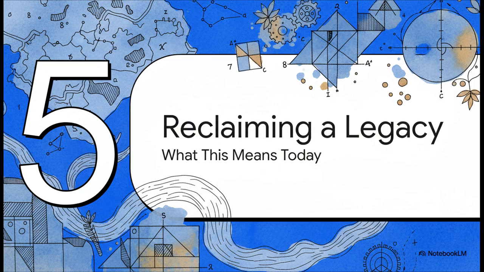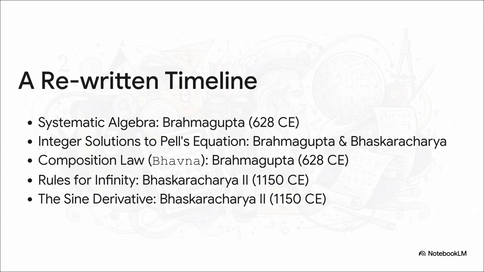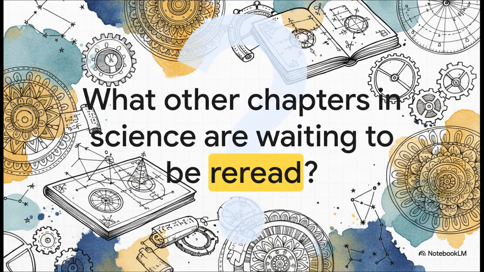So why does any of this matter? I mean, it's more than just historical trivia, right? It redraws the entire map of scientific history. It forces us to ask some pretty serious questions about where modern knowledge actually comes from. So let's just recap the breakthroughs we've talked about. A complete systematic algebra, a composition law that is still relevant in modern number theory, formal rules for infinity, and a key discovery in differential calculus, all of it originating in India, centuries, even a full millennium before the standard timeline we all learned.